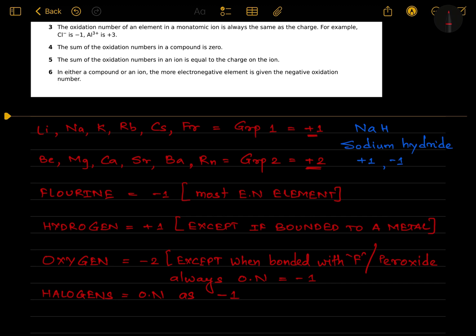As I said, the fourth point: the sum of all the oxidation numbers in a compound needs to be 0. Why? Because a compound is always neutral. So whenever you have a compound which is neutral, the sum of all the oxidation numbers in that compound needs to be 0. Pretty obvious point. The next one is important. Rather, the next two are important.